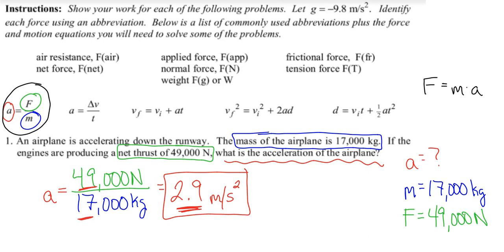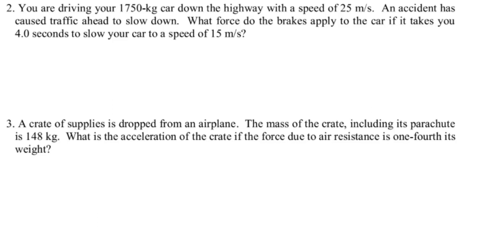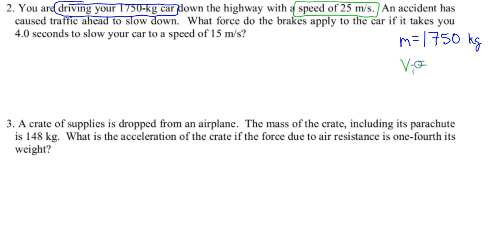So moving on to number 2, now we've got something that we're going to have multi-step here. So it says you're driving a 1,750 kilogram car. So there's our mass. So our mass is equal to 1,750 kilograms. You're driving down the highway at a speed of 25 meters per second. So our initial velocity is 25 meters per second.